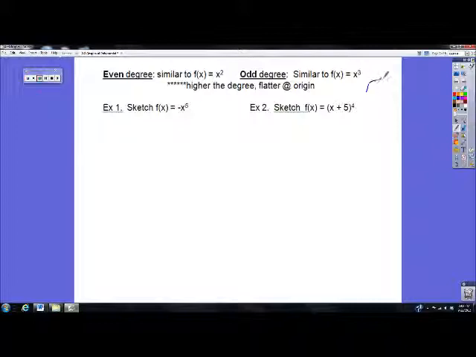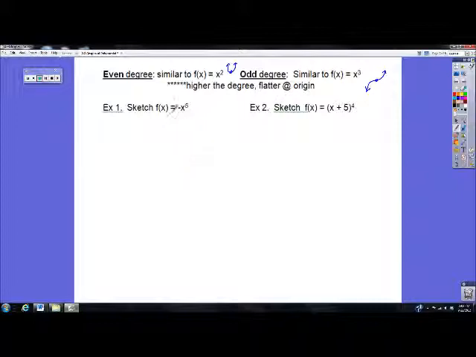Remember, your cubic graph does something like this. And your parabola obviously is similar to that. Not a very good graph, but you get the idea. So any even degree monomial will look similar to your parabola, and any odd degree will look similar to your cubic. The higher the degree, the flatter the graph will be at the origin.